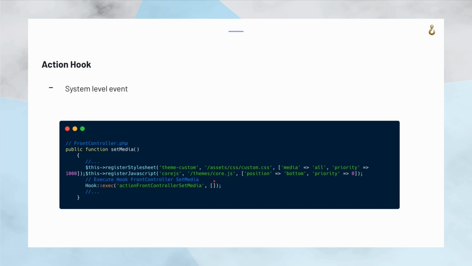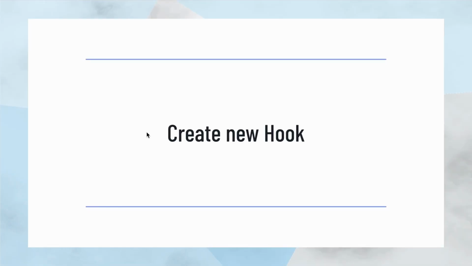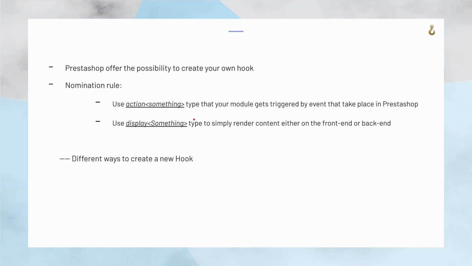In our case, it's simply an empty array. Also important to know that a module can subscribe to multiple hooks, and a single hook could have multiple modules hooked to it. In addition to the predefined hooks, PrestaShop offers the possibility to create our own custom hook. Again, let me just remind you that we have two types of hooks, the action hooks and the display hooks.